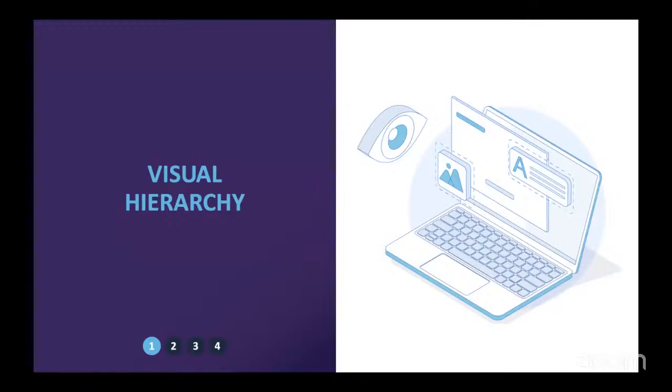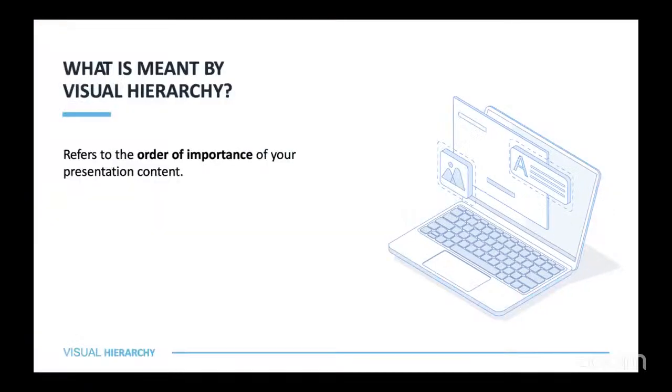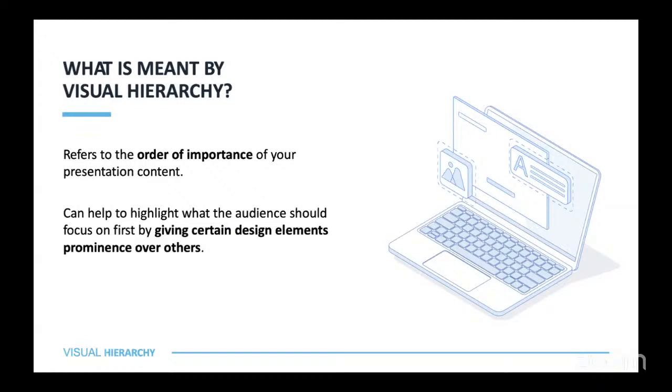The first thing I'm going to speak about is visual hierarchy. Visual hierarchy refers to the order of importance of the items on your slides. It guides your user's eye across the slide to the most important elements on the slide. So think of, what do you want people to view first? And then what do you want them to read next? Visual hierarchy is used in graphic design to lead the user's eye across a page.